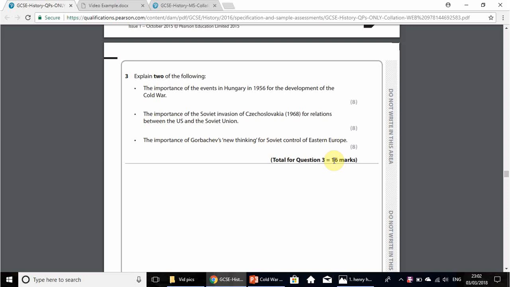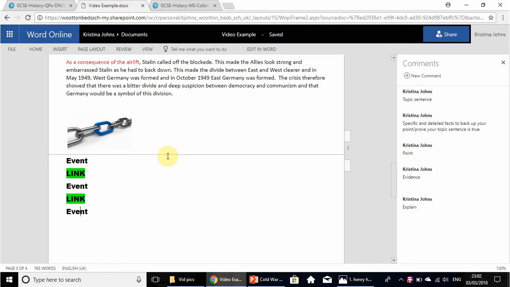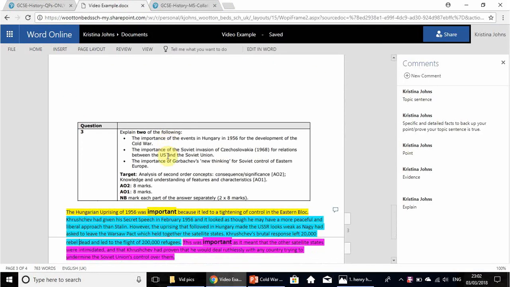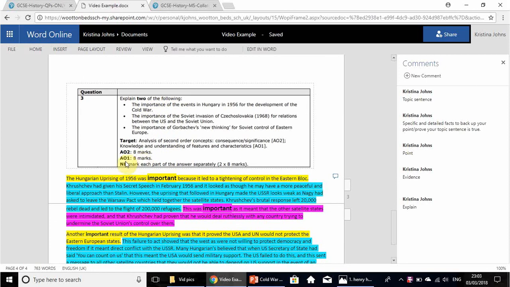It's quite odd, but actually quite good, because if we look closely, the mark scheme actually says you must explain two of the following. NB, so this is to the marker, the person that's going to mark your paper. Mark each part of the answer separately, 2 times 8 marks. So that means if you only knew really, really well about one of the events, then you could still get 8 marks, even if you couldn't really write anything for the second part of the answer. So that's a really, really nice aspect to this question. However, obviously you should answer both parts and have brilliant knowledge when you go into the exam so that you could answer any one of them brilliantly.